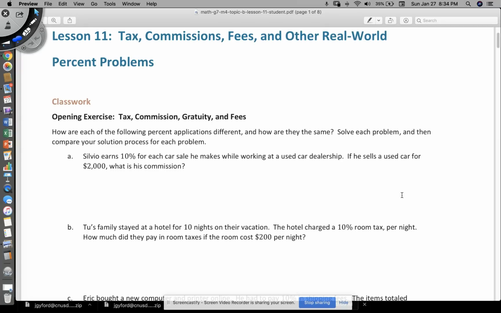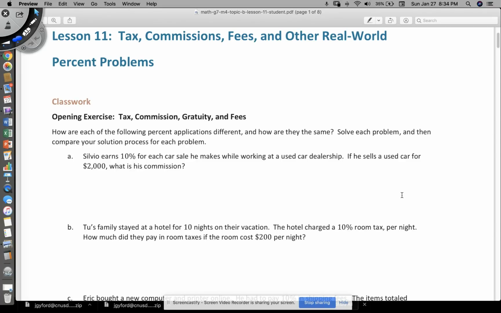All right, this is 7th grade, Module 4, Lesson 11. This lesson's about tax, commission, fees, and other types of percent problems. So we're going to start here with this first one. It says, how are each of the following percent applications different, and how are they the same? Solve each problem, and then compare your solution process for each problem.